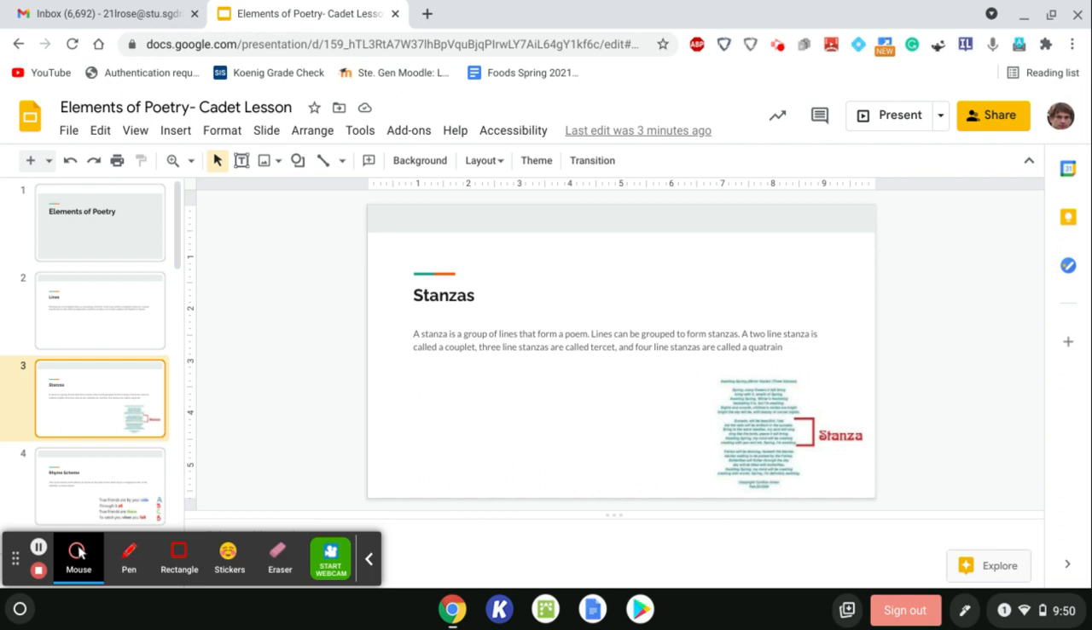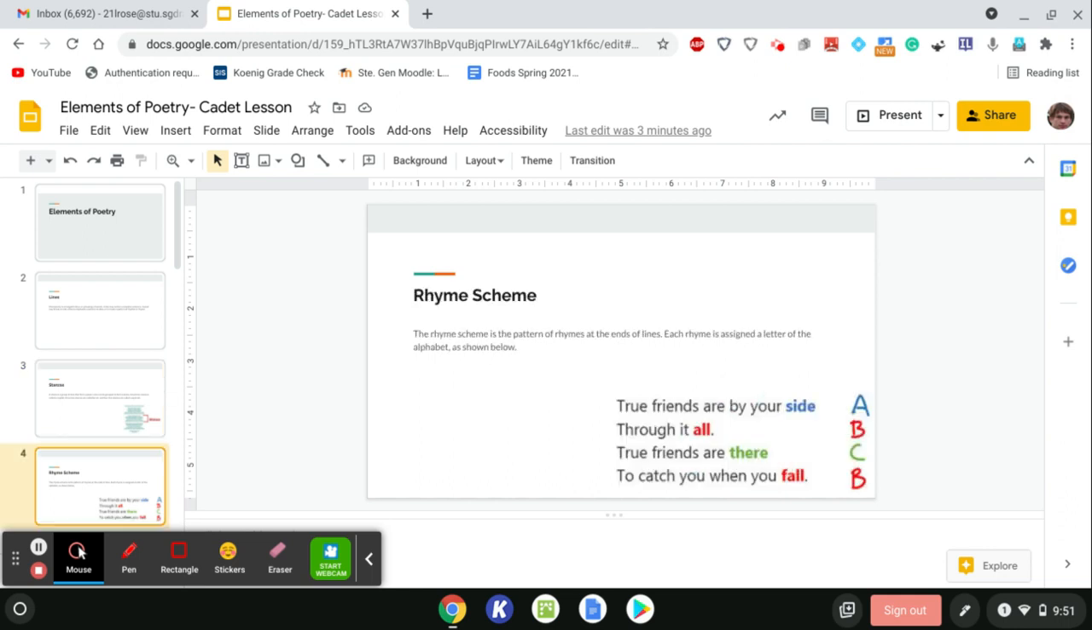Stanzas. A stanza is a group of lines that form a poem. Lines can be grouped to form stanzas. A two-line stanza is called a couplet. Three-line stanzas are called a tercet, and four-line stanzas are called a quatrain.